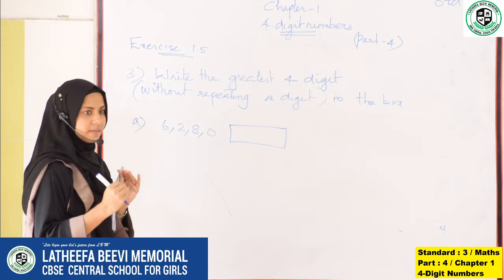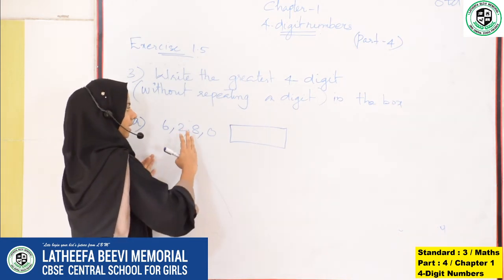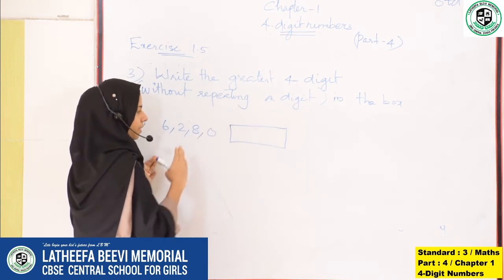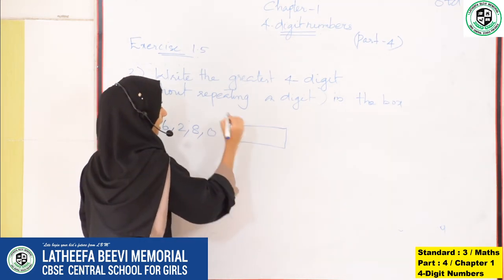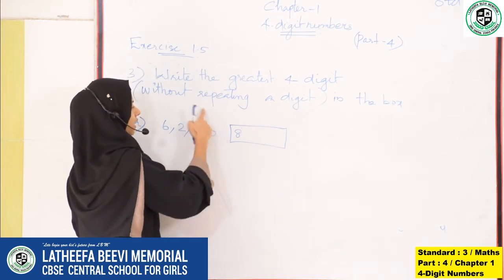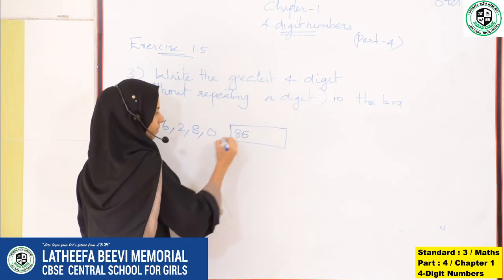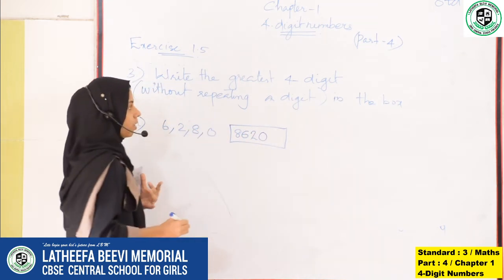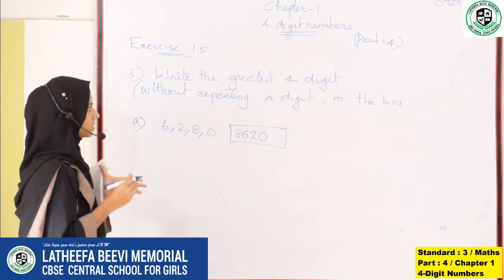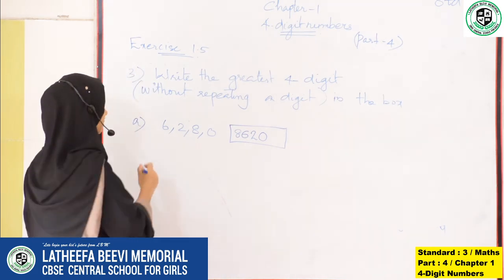Okay, first we want to write 8 because 8 is the greater number among these numbers. Then we want to write 6, then we want to write 2, then we want to write 0. So from that we got the greatest four-digit number without repeating a digit. Okay, one more example.